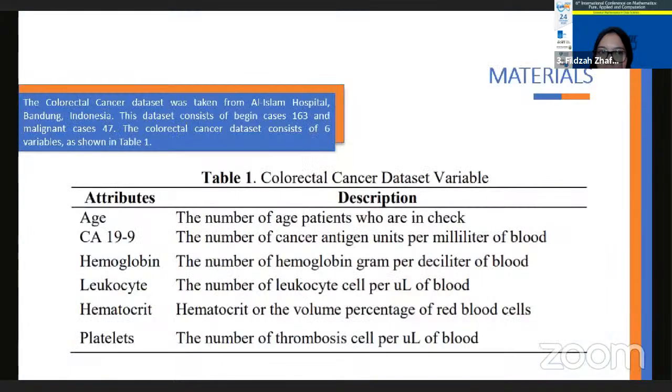Material. This research uses Jupyter Notebook as software for running the program KNN with different k-values and neural network classification. The programming language used for the paper is Python 3. The colorectal cancer dataset was taken from Al-Islam Hospital Bandung, Indonesia. This dataset consists of benign cases 163 and malignant cases 47. The colorectal cancer dataset consists of 6 variables as shown in Table 1.